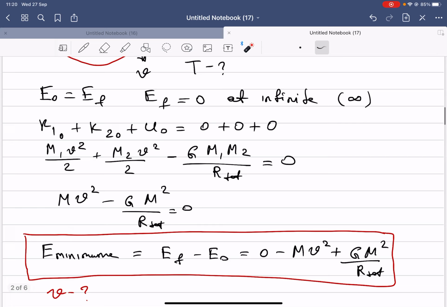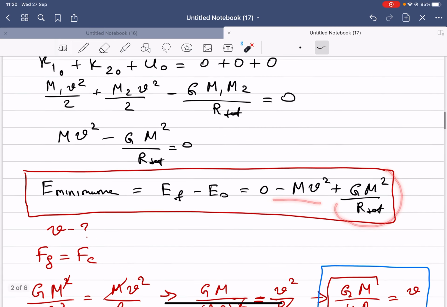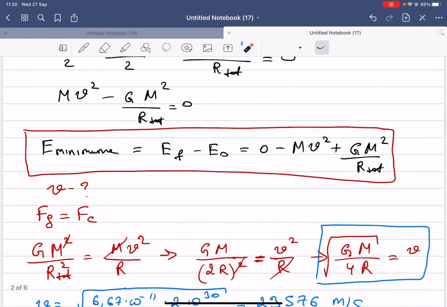Now the minimum energy required to separate these two stars is basically equal to E final minus E initial. E final is equal to 0, and initial energy will be minus m v squared plus G m squared over r total. So in order to find that one, we don't know what is the v squared initial one.